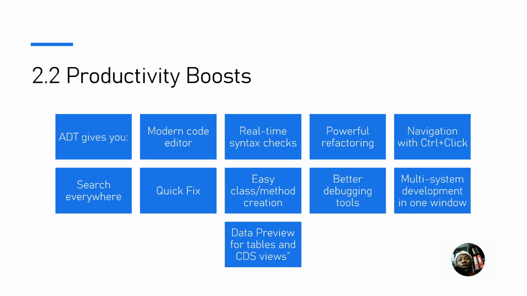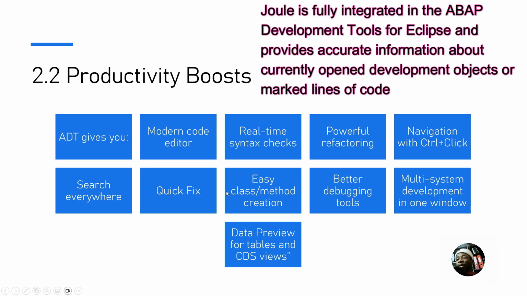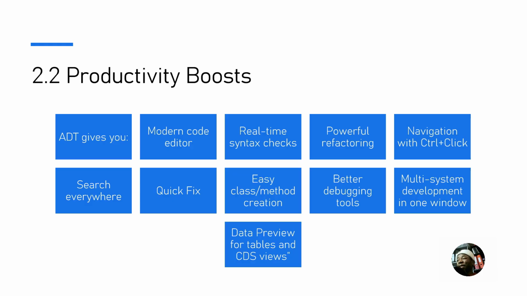Now the second reason is because it gives productivity. You have a modern code editor, so unlike the old school SAP code editor that you are struggling with auto corrections and everything, you have real-time syntax checks, you have powerful refactoring, you have navigation with Ctrl+click, and you can even search everywhere. There are quick fixes. There's the introduction of Joule, which is an AI powered code assistant. You have easy class and method creation, better debugging tools, multi-system development in one window, data preview for tables and CDS views. So this will boost your productivity. You cannot afford not to use Eclipse and ADT.